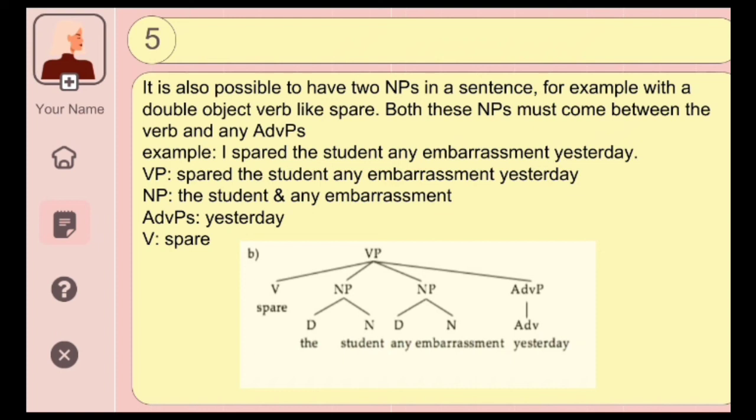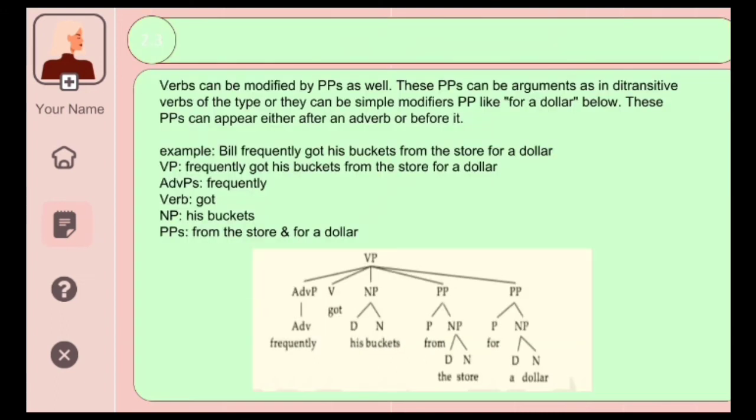And always remember, you are allowed to have a maximum of only two argument noun phrases. Verbs can be modified by prepositional phrases as well. These prepositional phrases can be arguments, as in the transitive verbs of this type, or they can be simple modifiers, prepositional phrases like for a dollar. Those prepositional phrases can appear either after an adverb or before it.